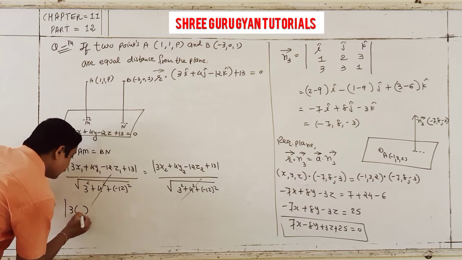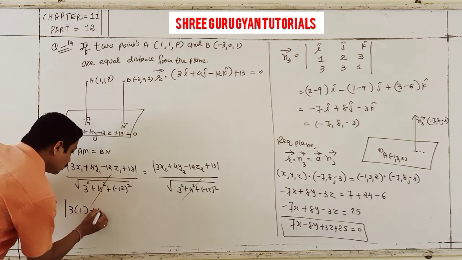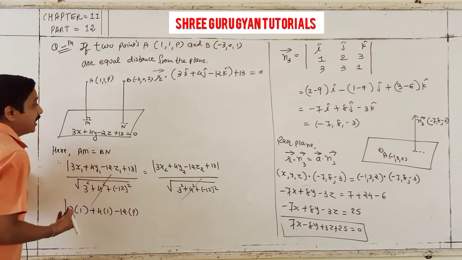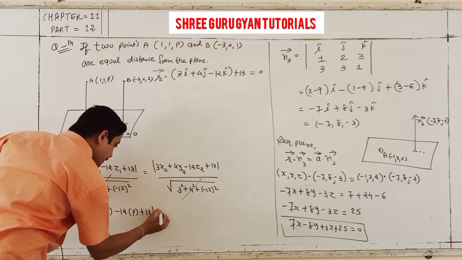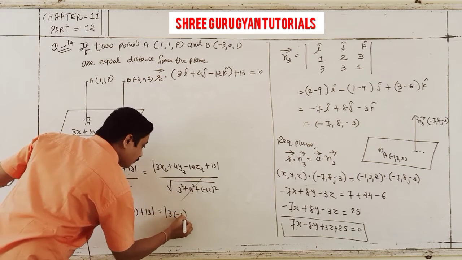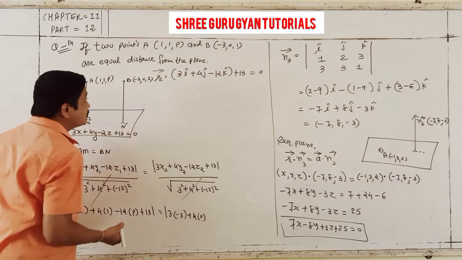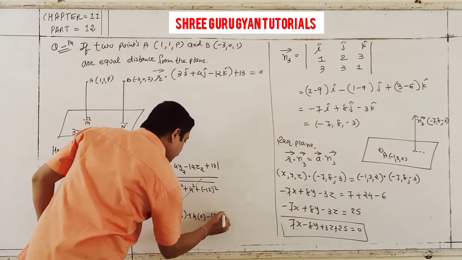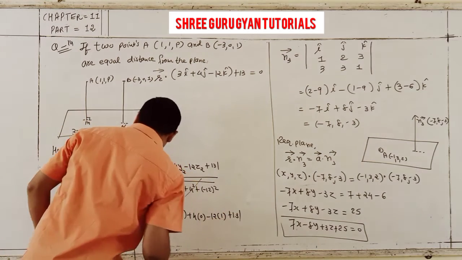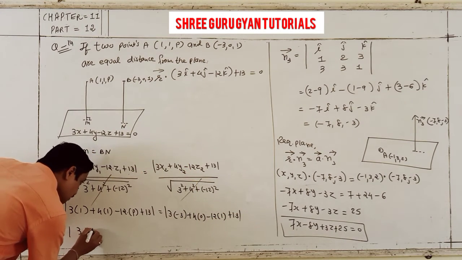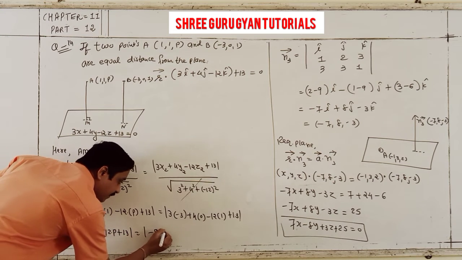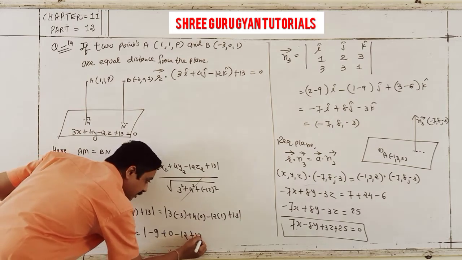So x1 is 1, y1 is 1 and z1 is p, and the value plus 13 is equal to x2, y2, z2: this point x2 is minus 3, y2 is 0 and z2 is 1 plus 13, and here you derive the solutions. 3 plus 4 minus 12p plus 13 is equal to minus 9, 0 minus 12 plus 13.